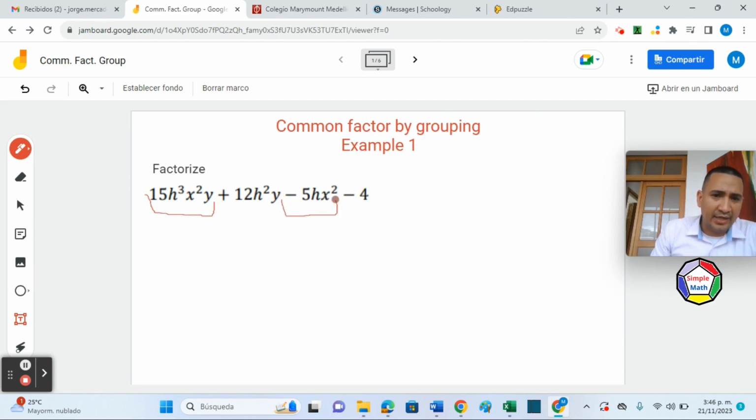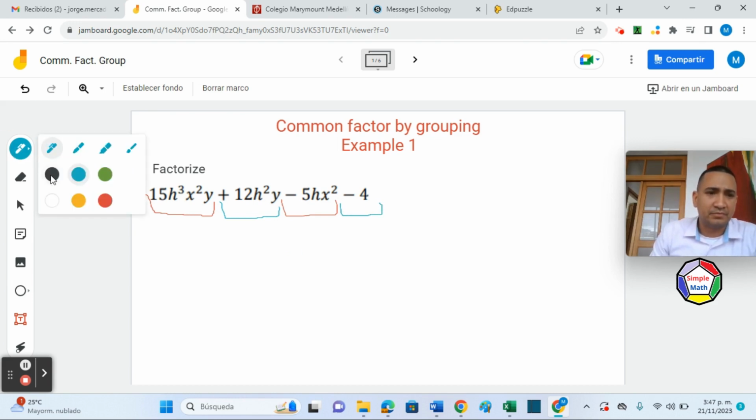If you see, there are little boxes. And here we have common things. For example, 15 and 5. We can have a common factor, which is 5. And there are some letters that are repeated. And we can combine these other two. We can combine 12h exponent 2 y with minus 4. Those are the groups I'm going to do.